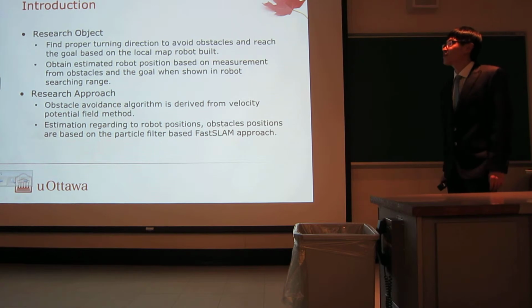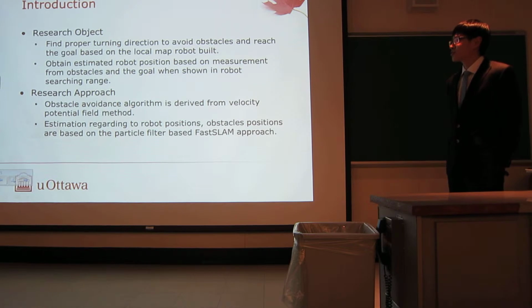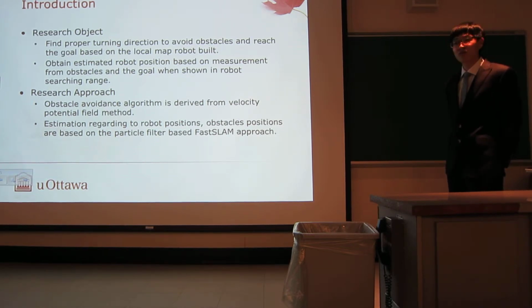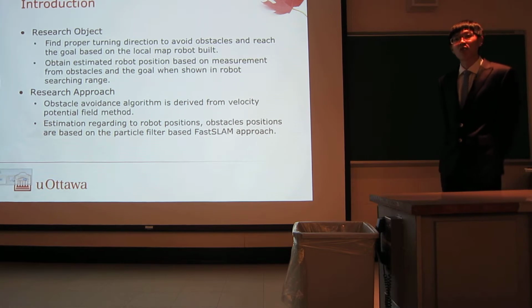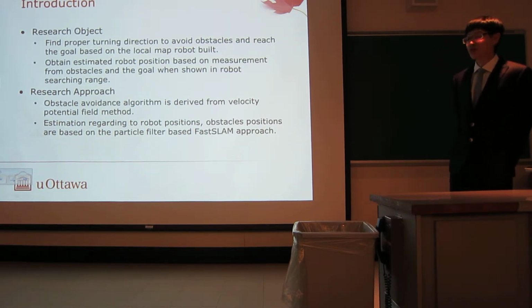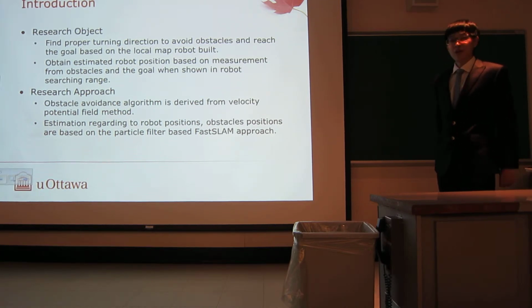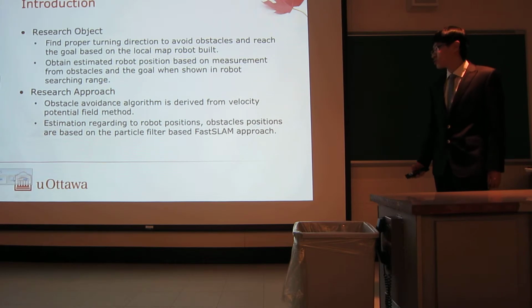First, I want to give a brief introduction about our research objective and the research approach. Our research project is to find the proper turning direction to avoid obstacles and reach the goal based on the local map the robot builds. The second research project is to obtain the estimated robot position based on the measurement from obstacles and the goal when showing in the robot searching range. For our research approach, the obstacle avoidance algorithm is derived from the velocity potential field method. And the estimation of robot position and obstacle positions is based on the particle filter based FastSLAM approach.